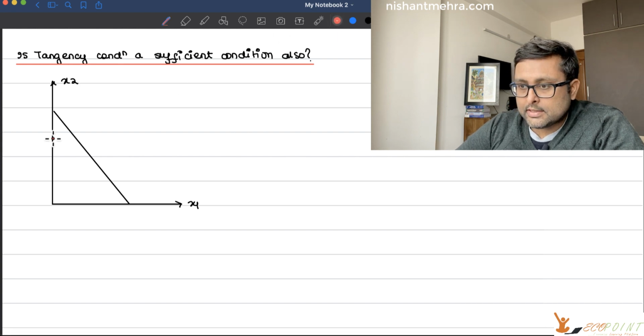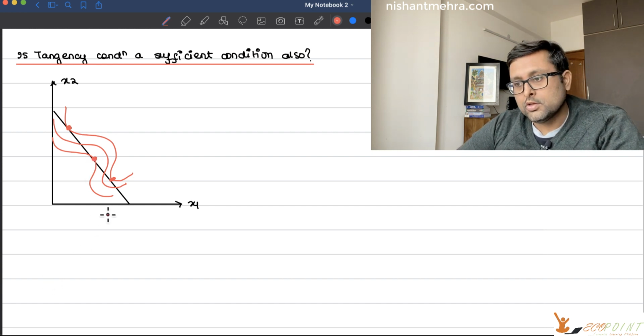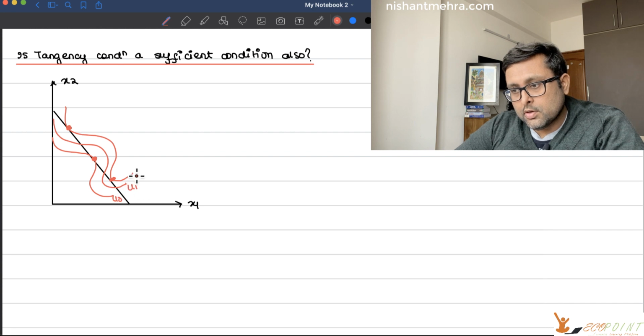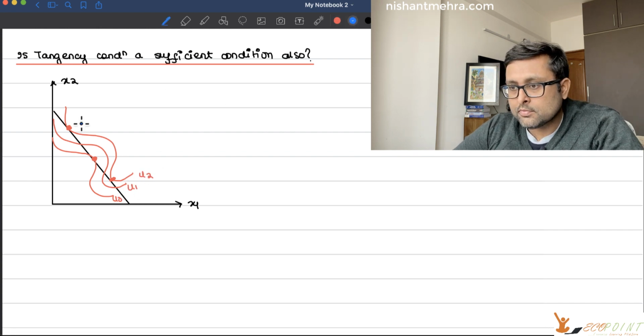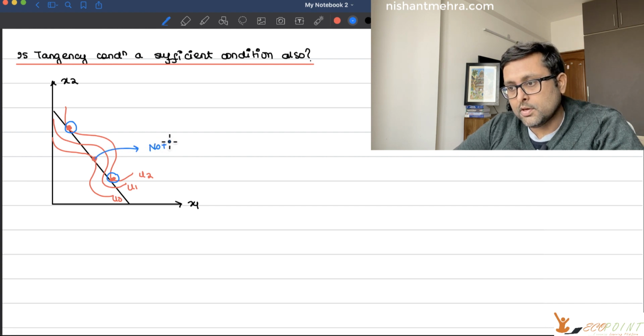And this is one indifference curve. This is another indifference curve. This is another indifference curve. So this is one tangency, this is another tangency, this is another tangency. Naturally these two points, this point and this point, are optimal, but not this point. It is not optimal.